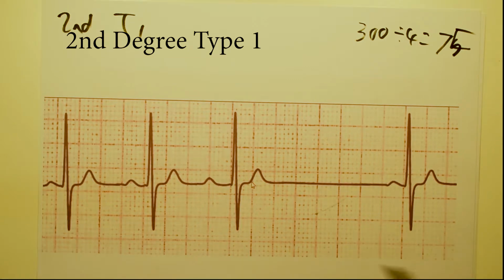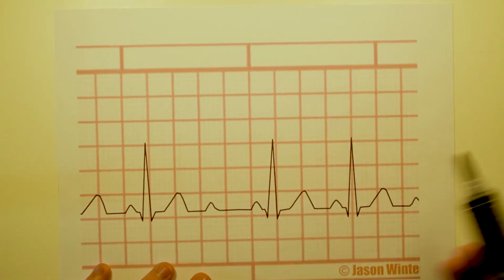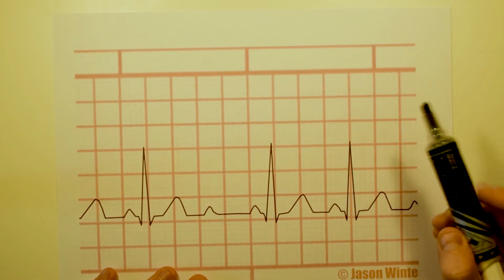That is a classical second degree type 1 heart block. All right, so let's have a look here. What is the rate? We can't tell rate because it's irregular. You're going to have to look at your ECG, or you're going to have to print a 10-second strip.